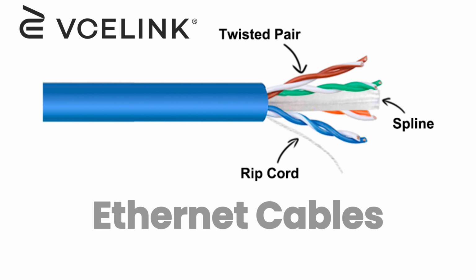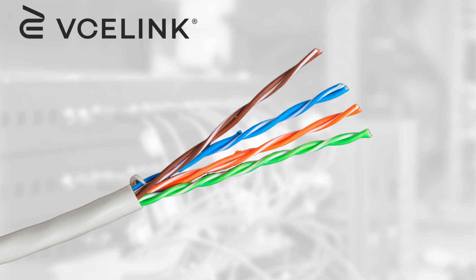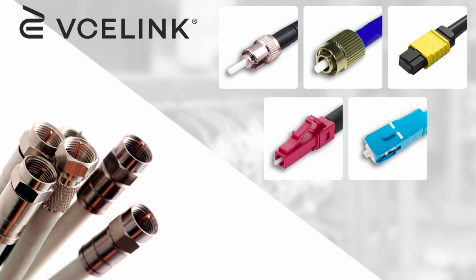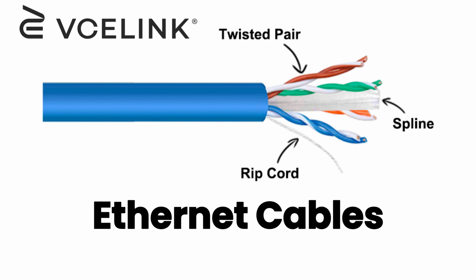We usually refer to Ethernet cables as twisted pair cables, but there are also other network cables to meet different Ethernet needs. Besides twisted pair cables, the most common network cables on the market are coaxial cables and fiber optic cables. We will talk about that in another video.